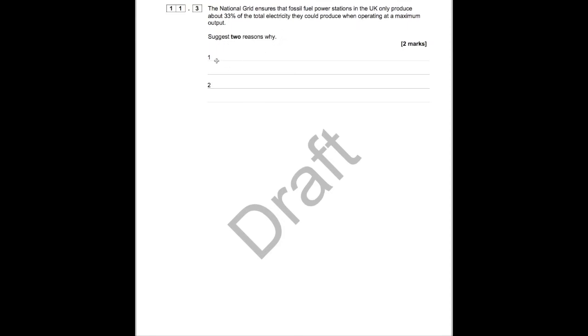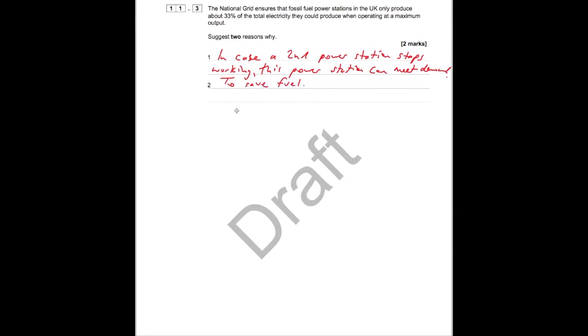Suggest 2 reasons why. That'll be to save the oil, coal and gas supplies, and also if there's another power station that has a fault, you'll be able to turn this power station up to meet the demand. It could also be to make sure that if a renewable energy resource like wind suddenly stops working, this can meet the demand of renewable sources.